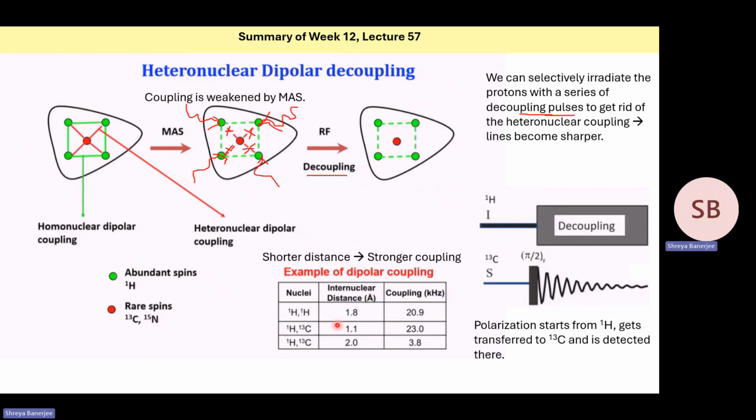And we already know that the shorter the distance between two nuclei, the stronger is the coupling. So we can see the 1H 13C distance is the shortest. There are many 1H 13C distances which are very short. So the coupling between them will be very strong. You can see here it's 23.0 kilohertz. That is why this heteronuclear coupling is important to remove, and that is what is done here.